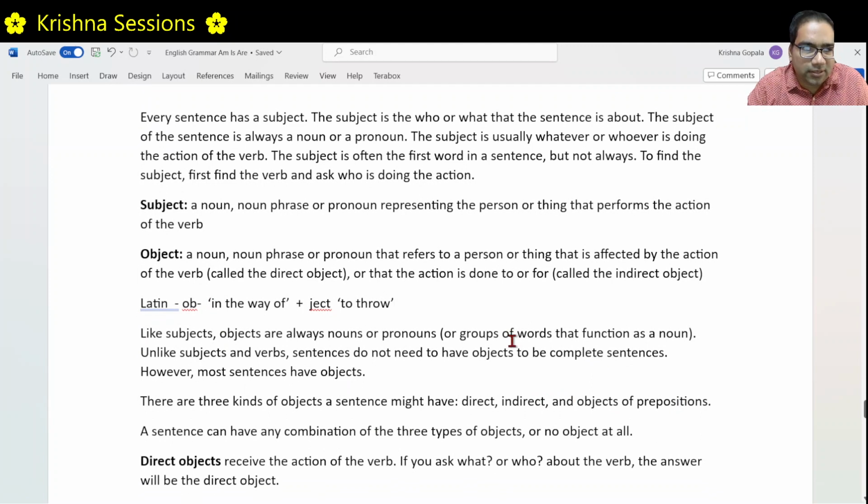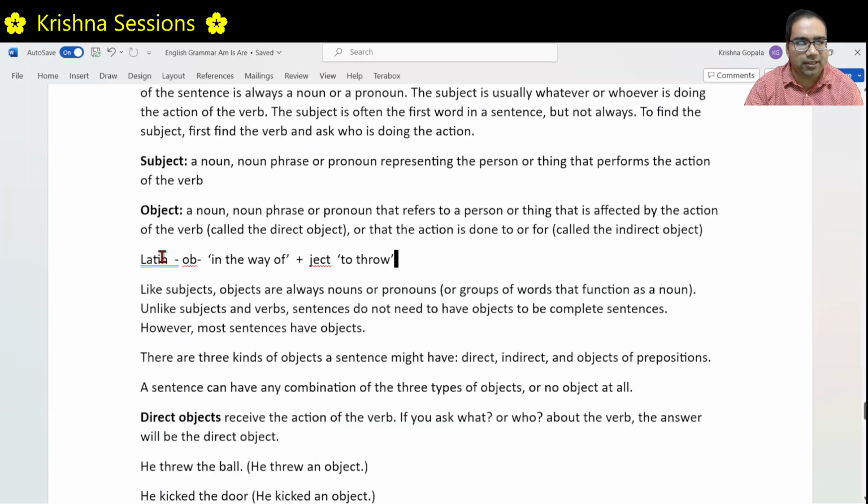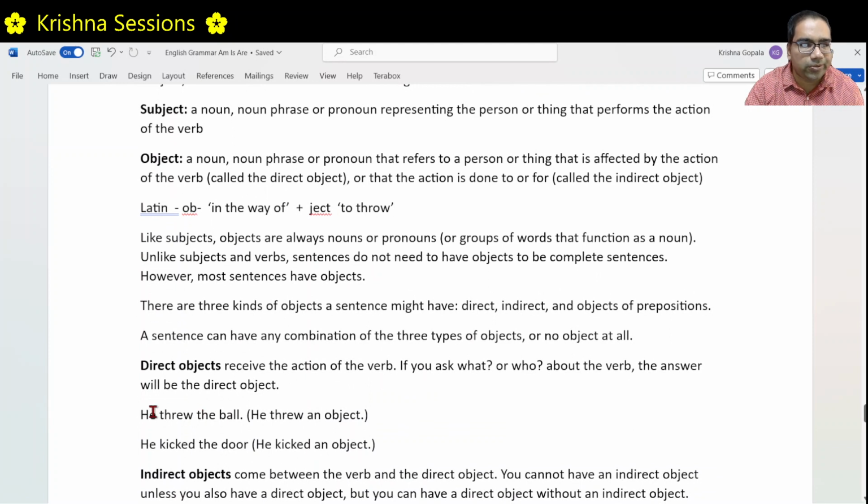What do we know by objects? Objects, like we generally use, are things that we can see, we can feel. Objects are generally things. Even in grammar, objects are kind of things only. Let us look at some examples. He threw the ball. He is the subject that we had already discussed, because who threw the ball? He threw. Threw is the verb, and who did it? He did it. So he is the subject. He threw what? He threw the ball, which is equal to he threw an object.